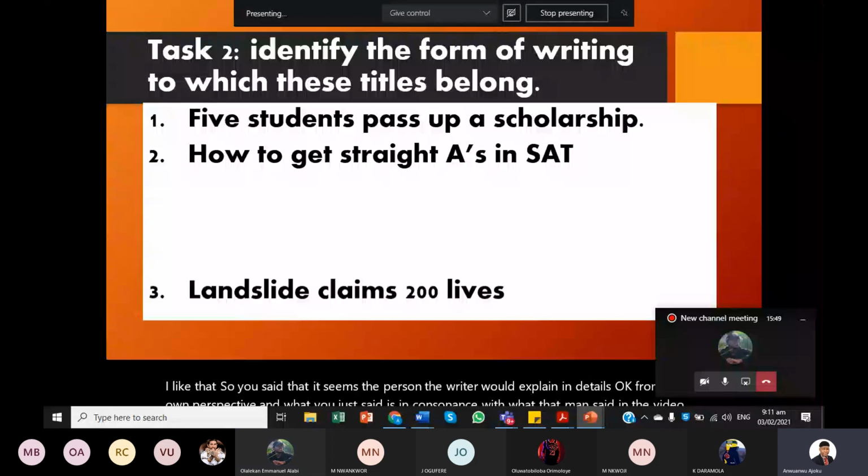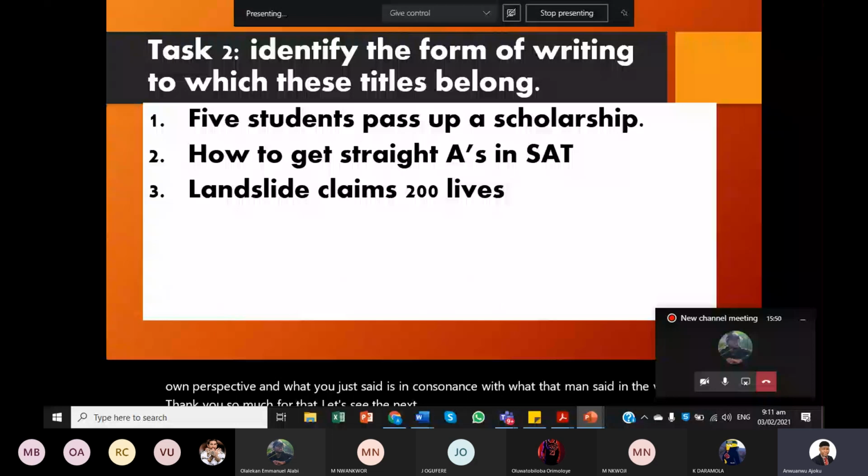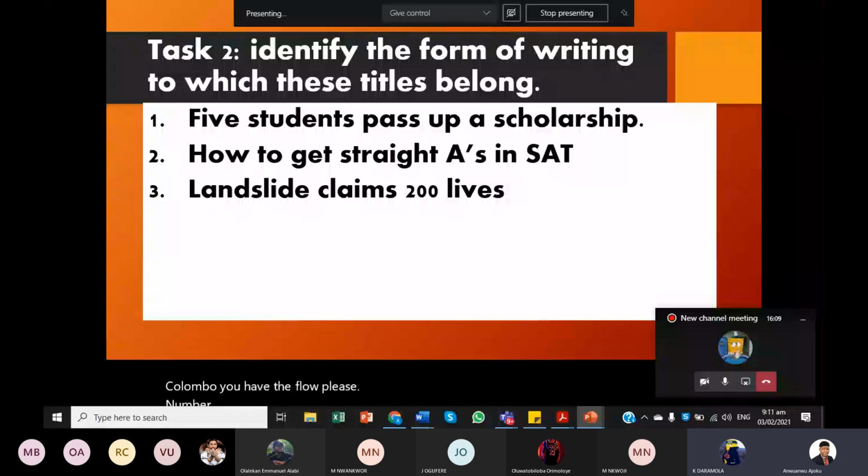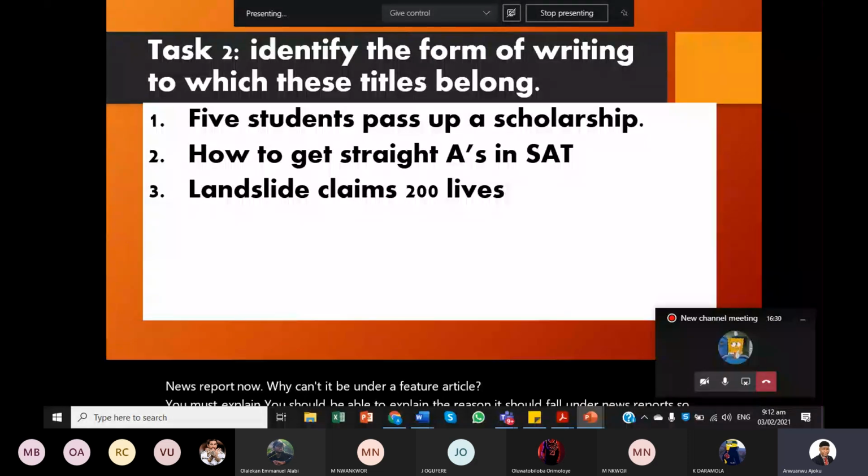Let's see the next one. Landslide claims 200 lives. I call on Kolapo to please tell us where this one should fall, under a news report or a feature article. Kolapo, you have the floor, please. Number 3, just follow us. Landslide claims 200 lives. Oh, I think that should be in news reports. In news report. Now, why can't it be under a feature article? You should be able to explain the reason it should fall under a news report. So why can't it fall under a feature article?